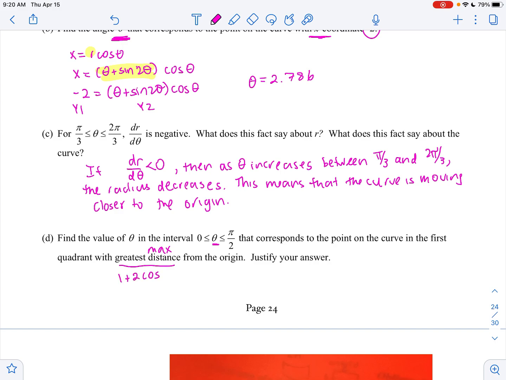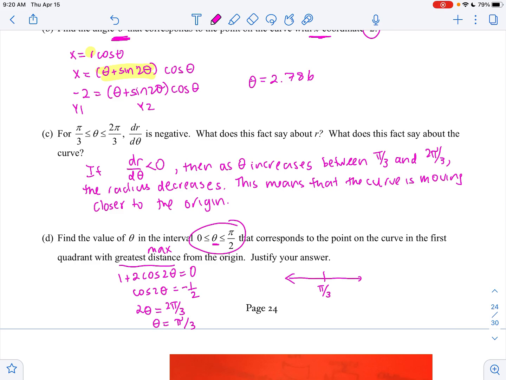So dr/d theta is 1 plus 2 cosine of 2 theta equals 0. You guys have a calculator, but this can be solved using trig equations without a calculator. Cosine of 2 theta is equal to negative 1/2 if I subtract the 1 and divide by 2. So the angle measure at which I get, between 0 and pi over 2, negative 1/2 is in the second quadrant. That's 2 pi over 3. And if I solve for theta, I get the angle measure of pi over 3, which is indeed between 0 and pi over 2.